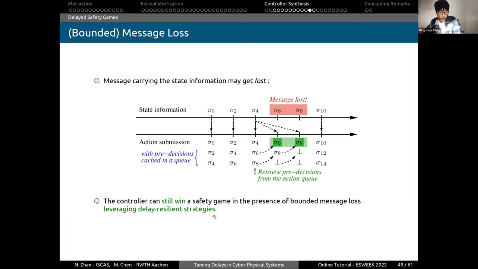And the conclusion here is the controller can still win a safety game in the presence of bounded, finitely many message losses, leveraging delay resistant strategies, that are the pre-decisions in our queue.